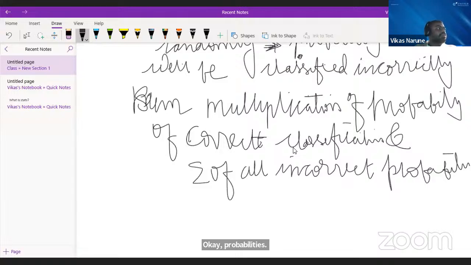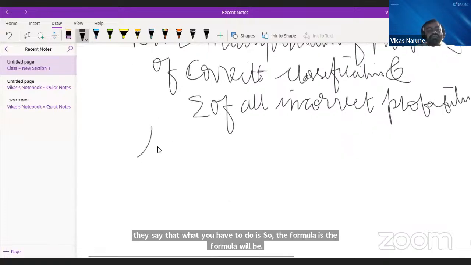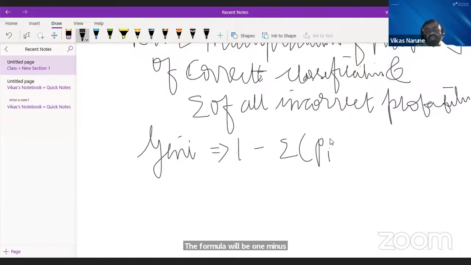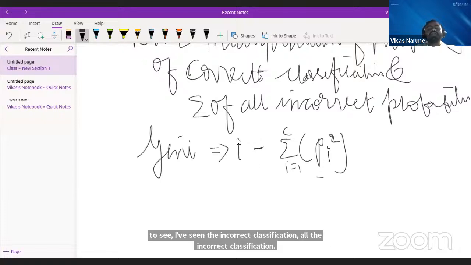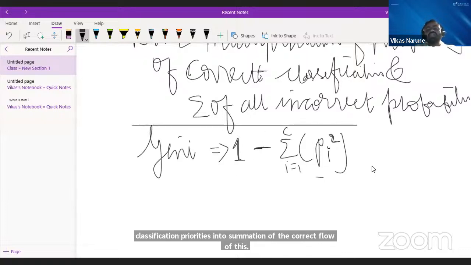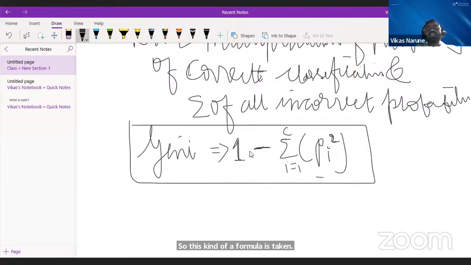So the formula, guys, will be this way. If we try to calculate the Gini, the formula will be 1 minus summation of pi square, where i equals 1 to C, and C covers all the incorrect classification probabilities, summation of all incorrect classification probabilities into the correct probabilities. When you solve it, you get Gini impurity equals 1 minus summation of pi square, where pi is the probability.